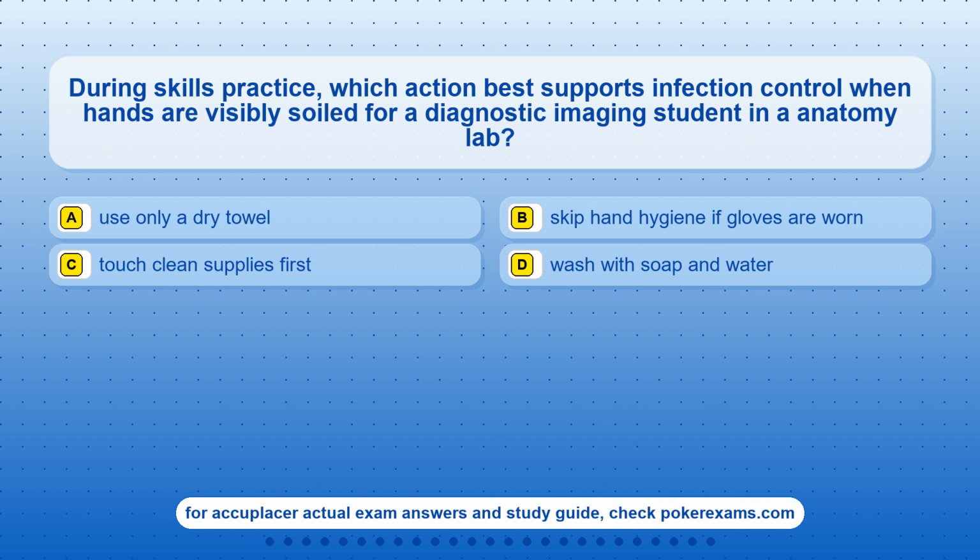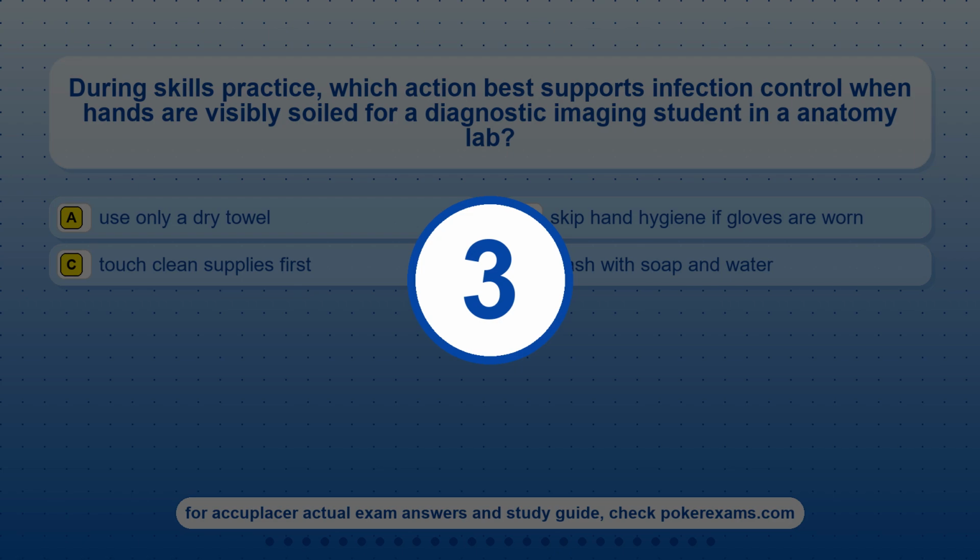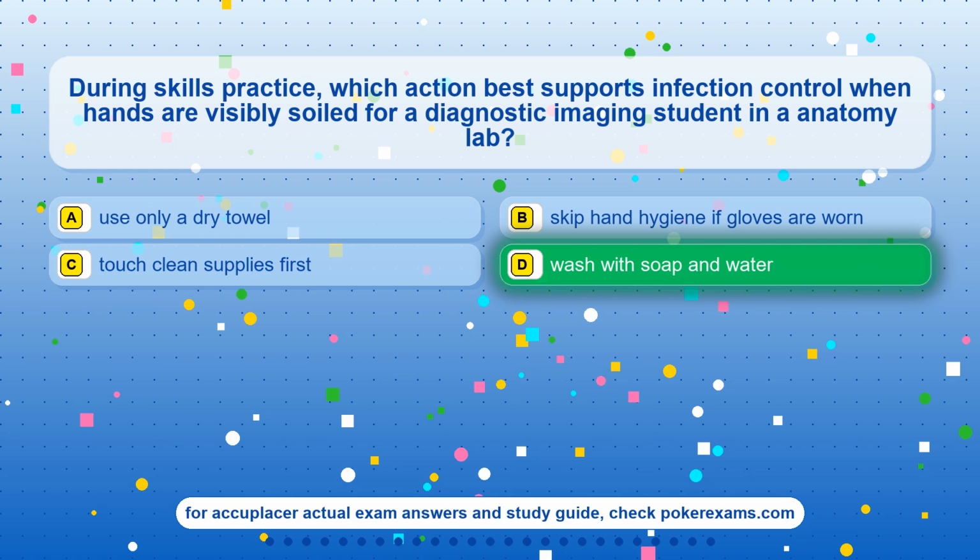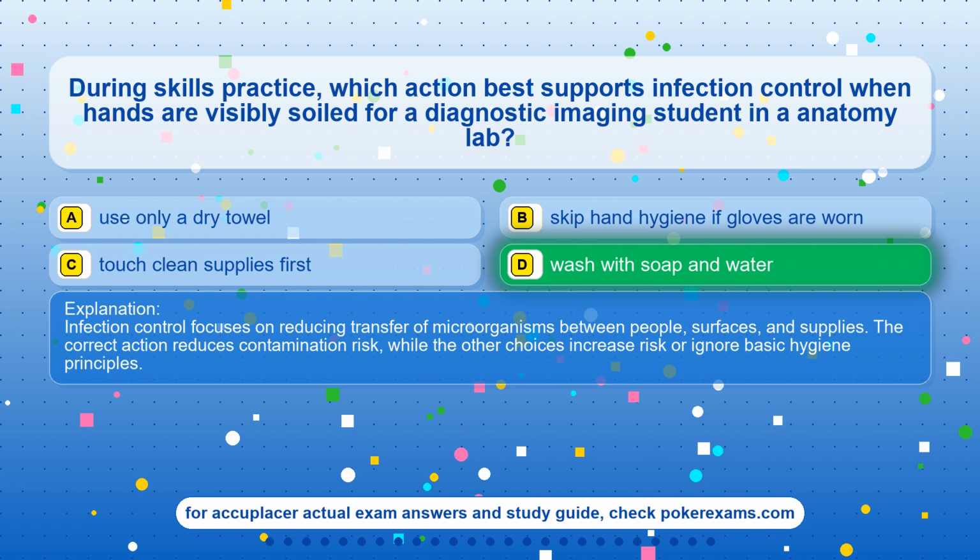Question 12. During skills practice, which action best supports infection control when hands are visibly soiled for a diagnostic imaging student in an anatomy lab? Option A. Use only a dry towel. Option B. Skip hand hygiene if gloves are worn. Option C. Touch clean supplies first. Option D. Wash with soap and water. The correct answer is option D. Wash with soap and water. Infection control focuses on reducing transfer of microorganisms between people, surfaces, and supplies. The correct action reduces contamination risk, while the other choices increase risk or ignore basic hygiene principles.